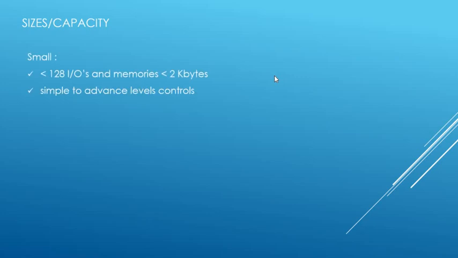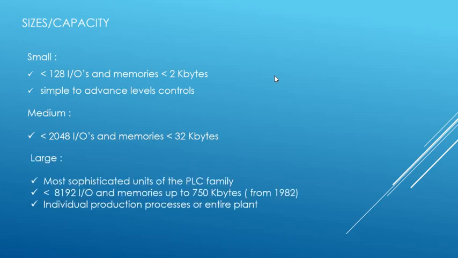So in terms of capacity, the size of IOs, you can divide PLC into three. The first one is small PLC, where you can have up to 128 IOs, inputs and outputs, and the memory up to 2 kilobytes. And this type of PLCs are mainly for simple to advanced level control. The second PLC that you have is medium. You can have IO up to 2048 inputs and outputs, and the memory up to 32 kilobytes.